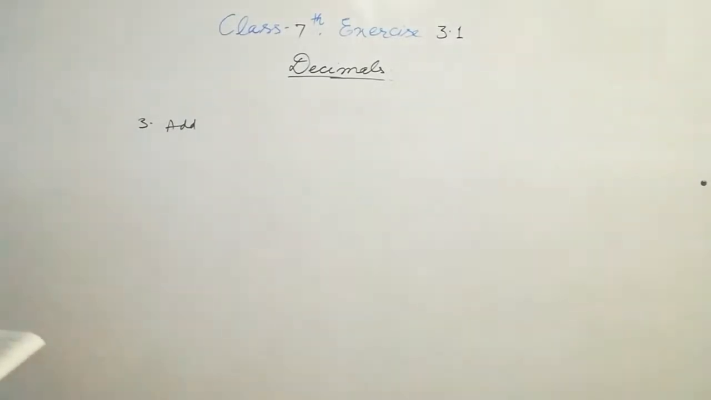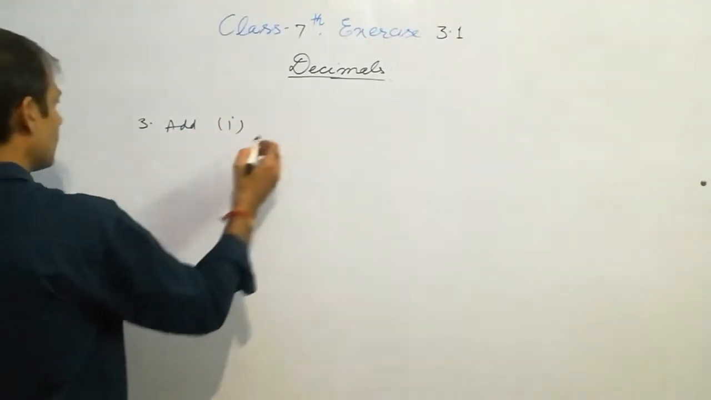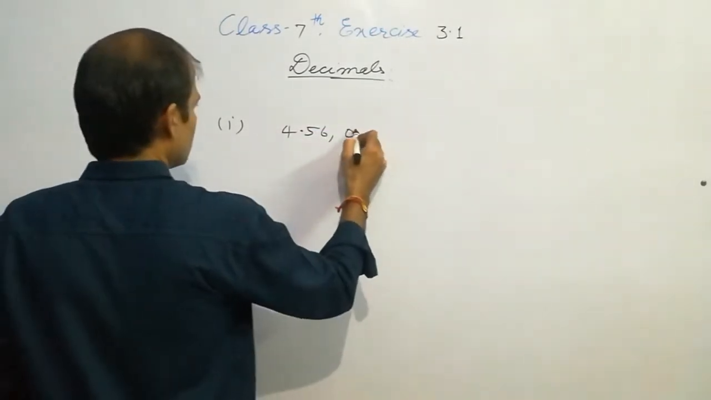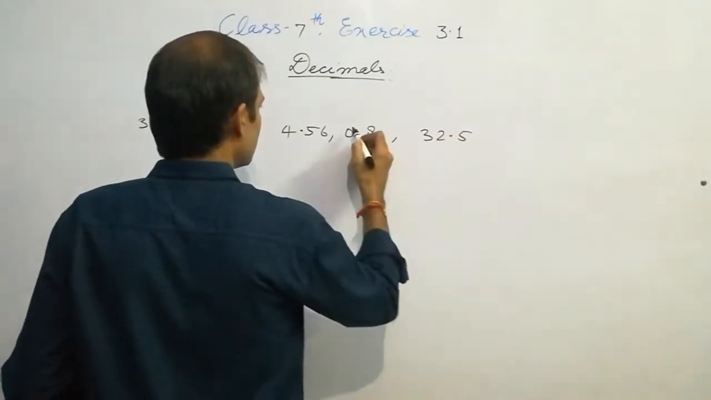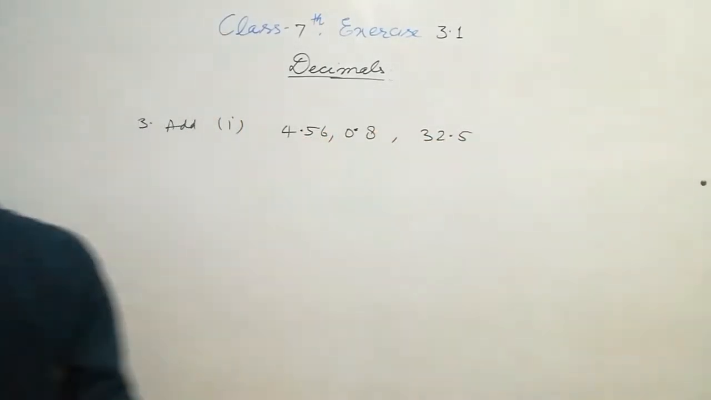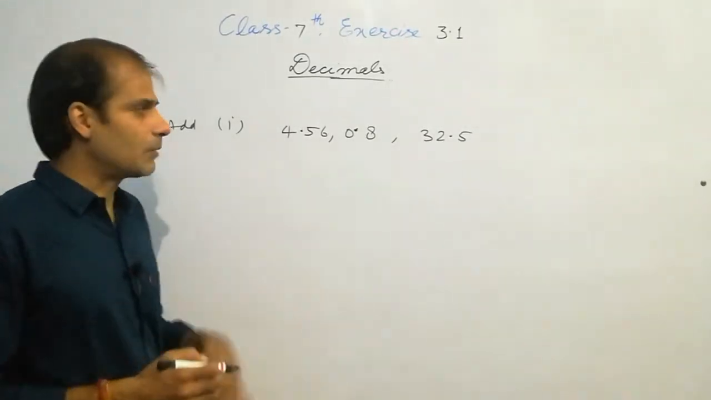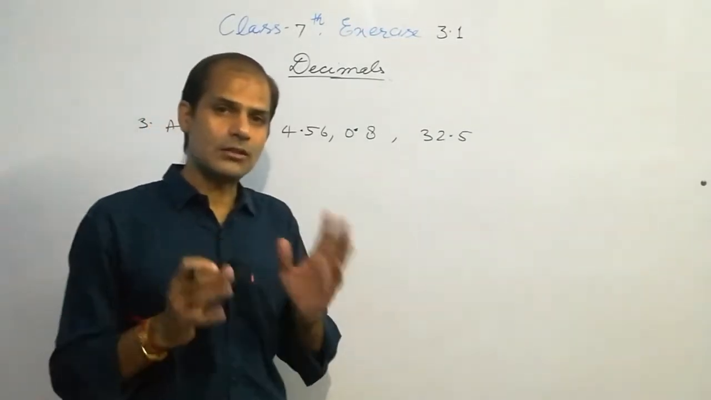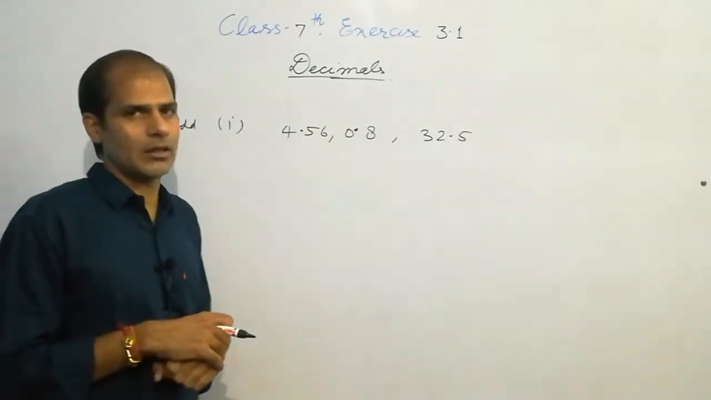So the third question is add. Now first part: 4.56, 0.8, 32.5. So listen carefully, this is very important. आपको चेक करना है, सबसे पहले आपको ऐड करना है, करेक्ट. देन हमें इन नंबर्स को इस तरह से अरेंज करना है कॉलम वाइज. उससे पहले हमें इनको लाइक डेसिमल्स में कन्वर्ट करना है.